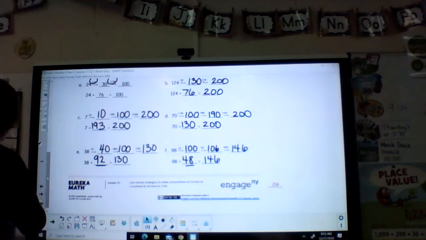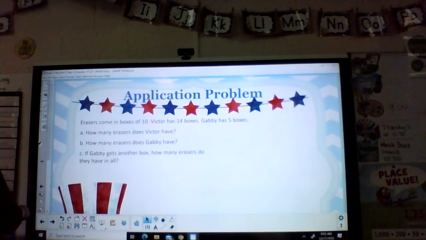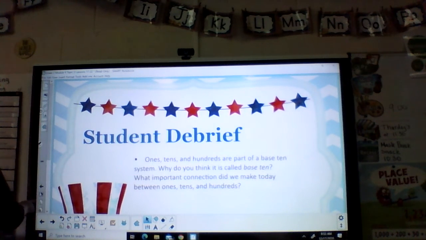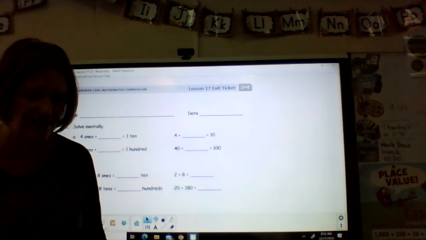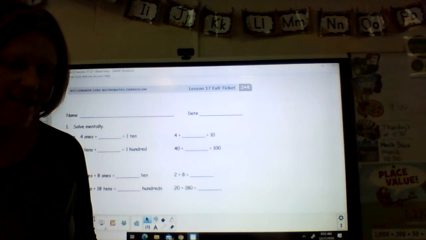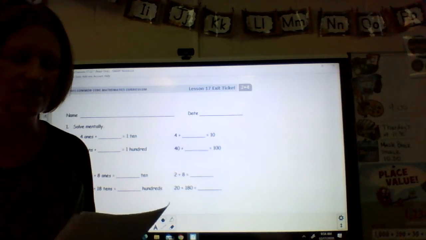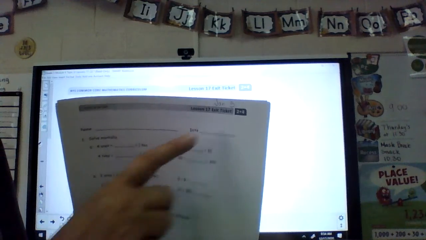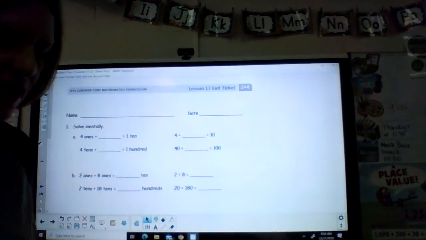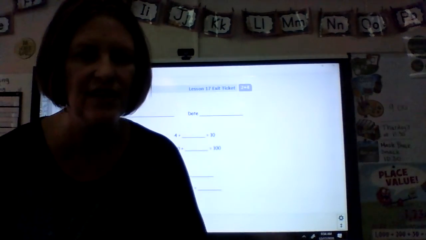All right, you are going to find your exit ticket. Let's see if I can find it. Here it is. Your exit ticket, lesson 17. Looks like what you see on the board here. I'll show it to you up close. You've got lesson 17 exit ticket. You're going to do that on your own. Attach a picture of that to this assignment.